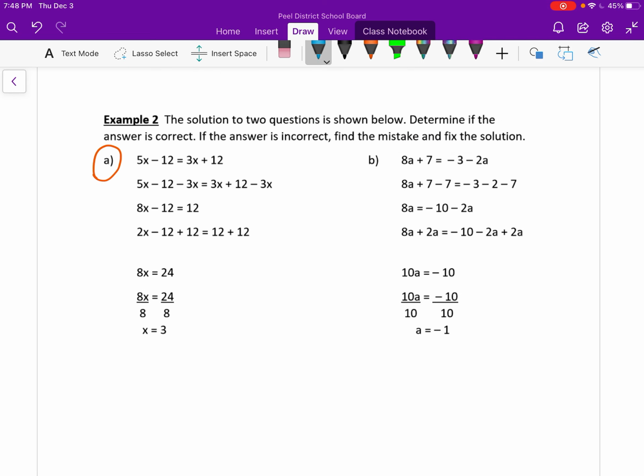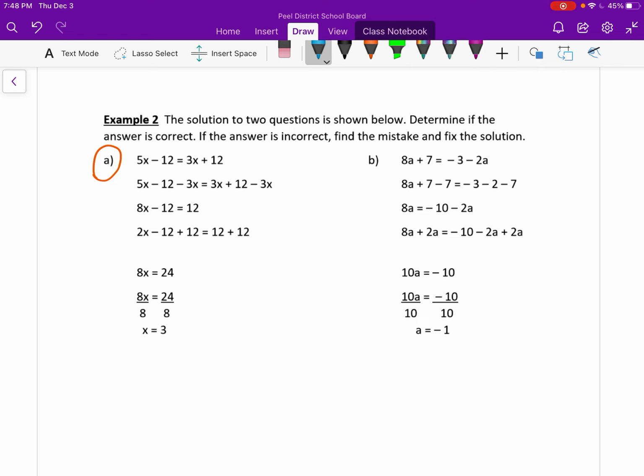So what this is asking, and this is a really great way for you to learn where you make mistakes, and I want you to start doing this for your own questions. So when you're going through these videos, or when you're going through the solutions on your own after, be like, okay, where did I go wrong? And why did I go wrong there? And how do I fix it? Right? So the solutions to the two questions are shown below. Determine if the answer is correct.